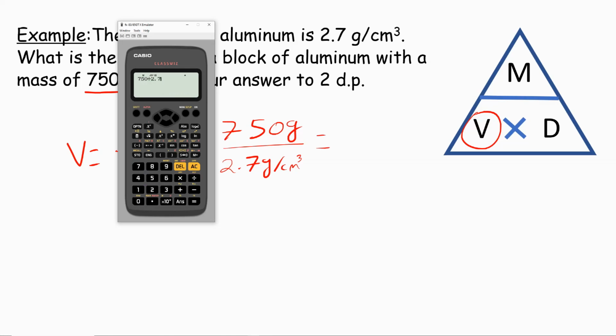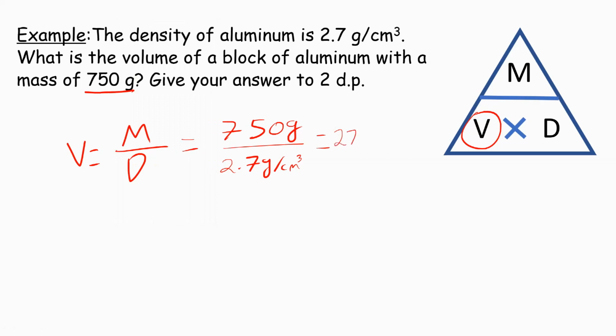And I need to give my answer to 2 decimal places. So I have 277.78. And the units are going to be centimeters cubed because that's the unit of volume that I have in the question.